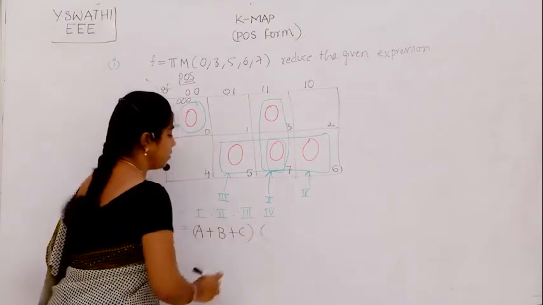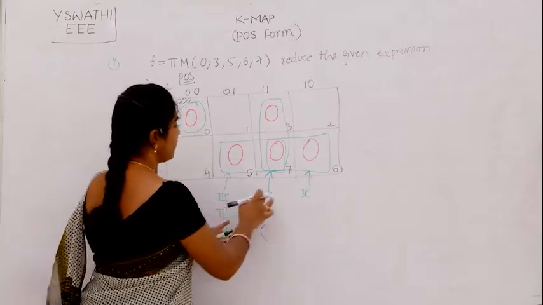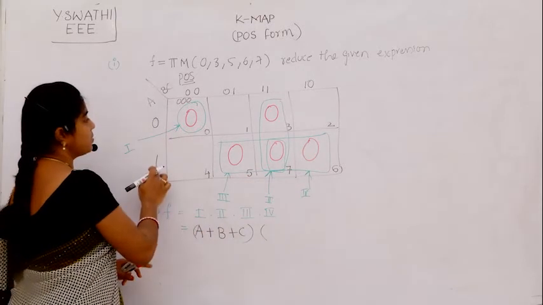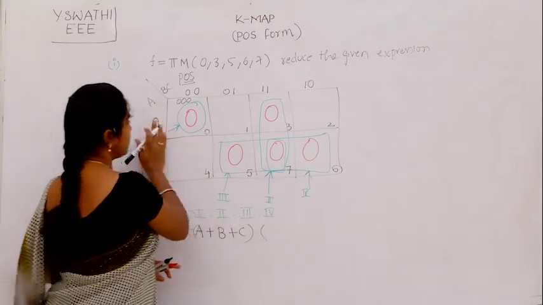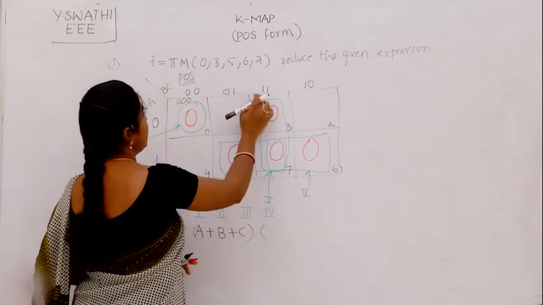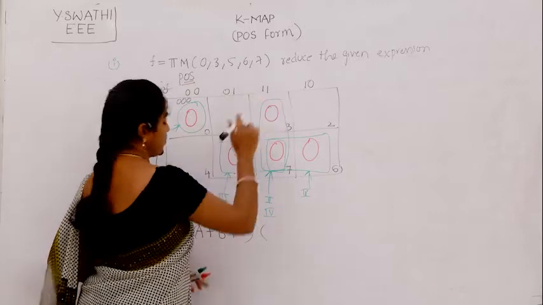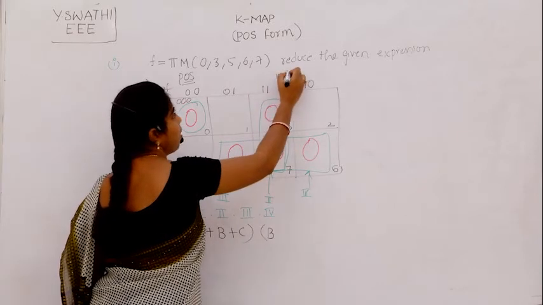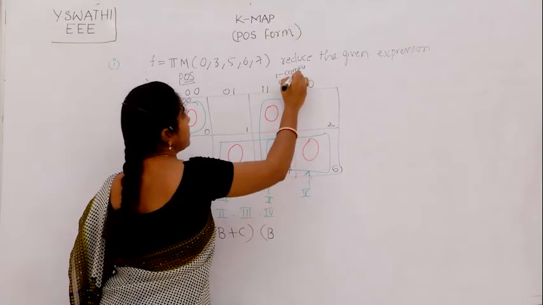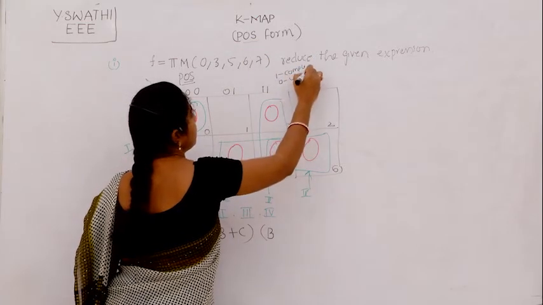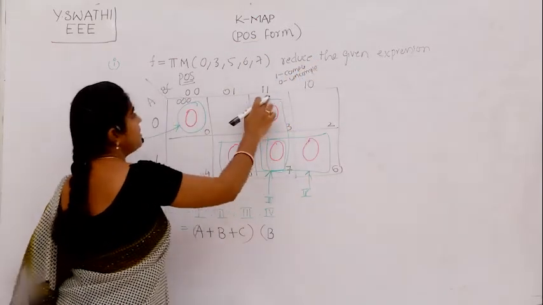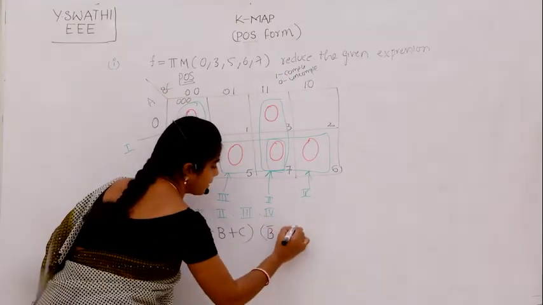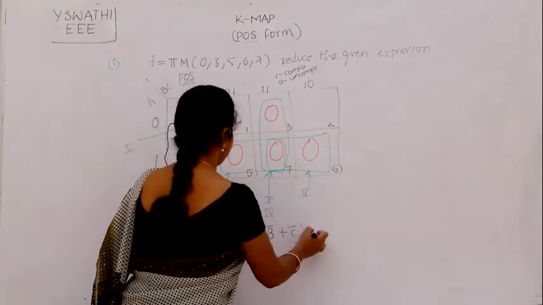In the second grouping, that is the grouping of 3 and 7 cells, A is changed from 0 to 1. So we should not take this changed form, and B, C are unchanged in one form, right? One form means 1 represents complement, 0 represents uncomplemented in POS form. So this is 1 1, meaning B, C are both in complemented form. So B bar plus C bar.